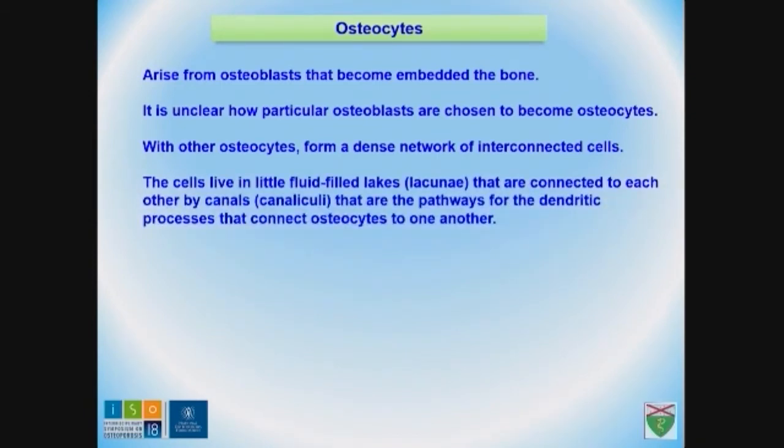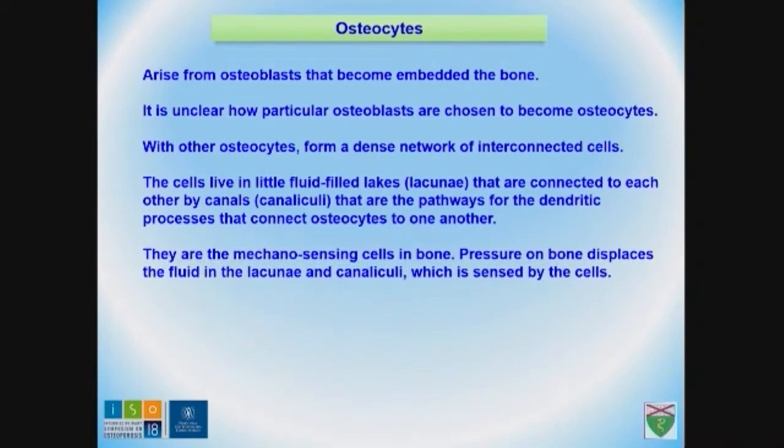These cells live in fluid-filled lakes called lacunae that are connected to each other by canals or canaliculi that are the pathways for the dendritic processes that connect osteocytes to one another. So this is the Venetian canal system of your bones. They are the mechanosensing cells in bone. Pressure on bone displaces the fluid in the lacunae and canaliculi, which is sensed by the cells.